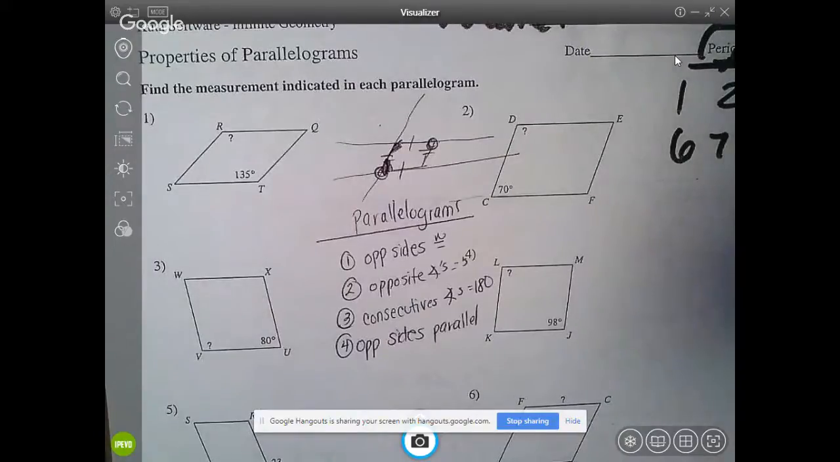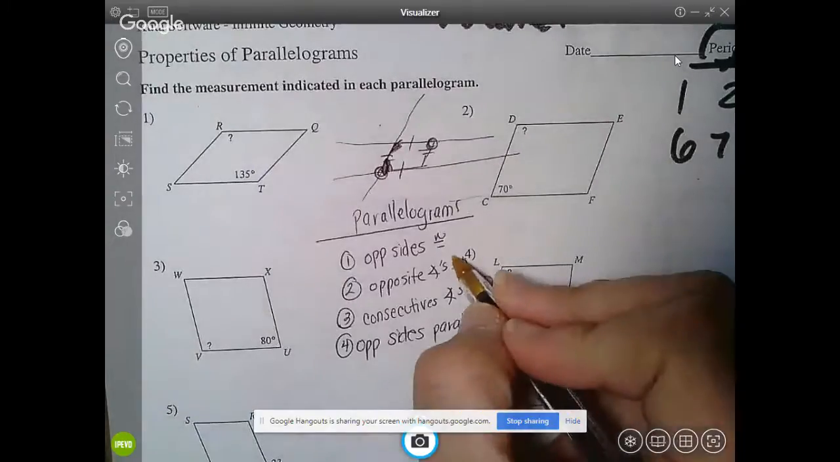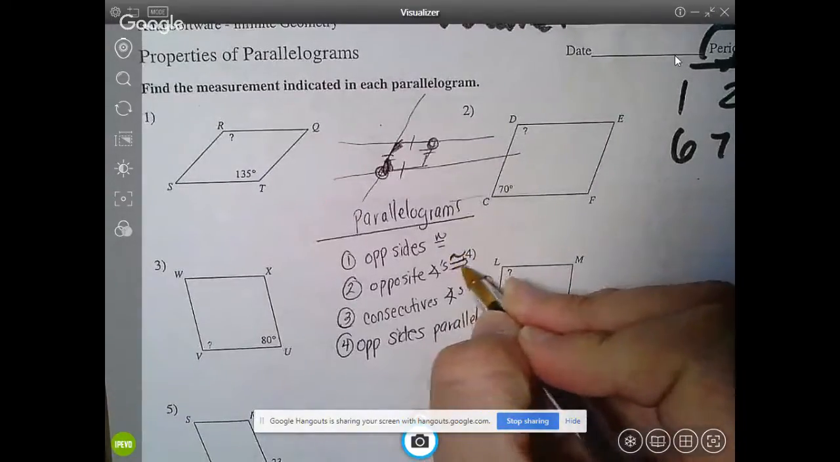Sir? For number 2? Yes, sir. Where is that next to? Opposite angles are congruent. Okay.